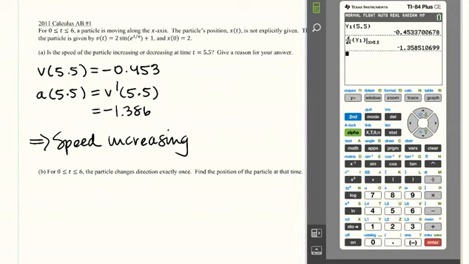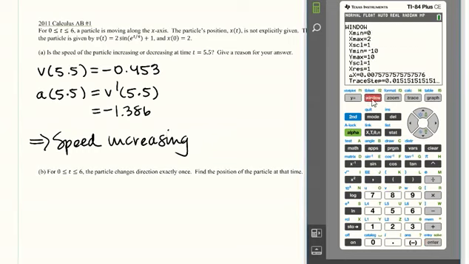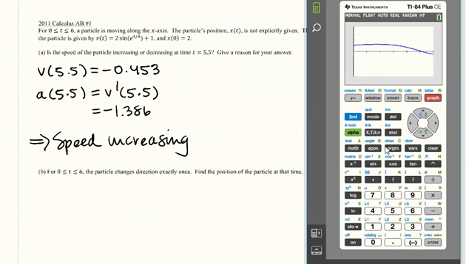All right, so here we've got the particle changes direction exactly once. So that means that v is changing sign. So we're probably going to need to look at a graph of v. And so I'm going to look on the window 0 to 6. I'm going to graph this thing. Oh, there it is. I see it changes exactly once.